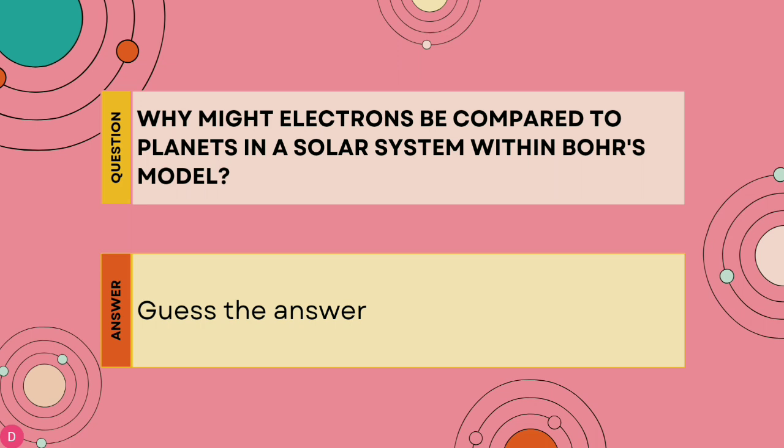Question. Why might electrons be compared to planets in a solar system within Bohr's model? Guess the answer.